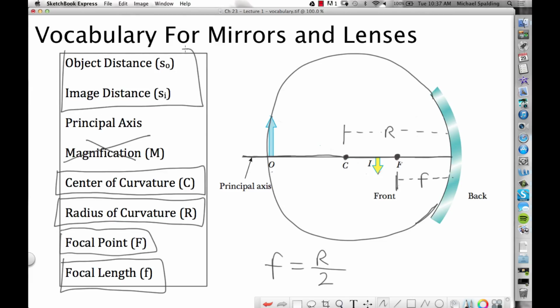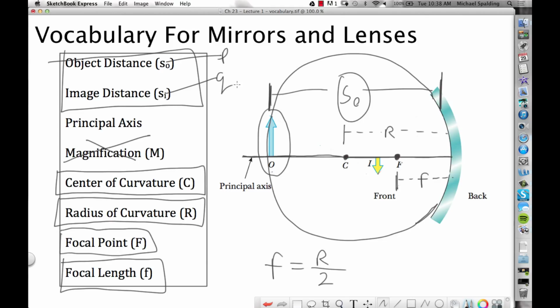Object distance and image distance. So here we have the object. This arrow right there represents the object. The distance from the object over to the mirror is referred to as the object distance. The College Board uses the symbol SO. I don't know where they get S from, but our textbook, just so you're aware, if you're using the textbook, does P and Q for those symbols, which is even more odd. I don't know where they got P and Q from.